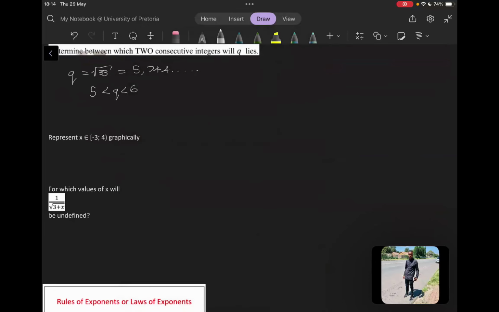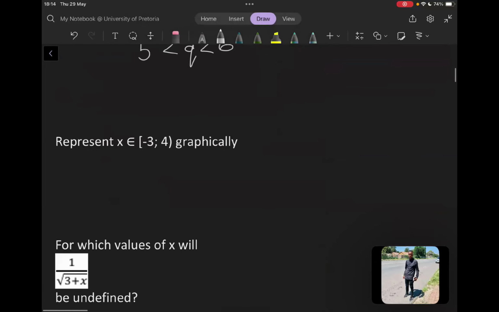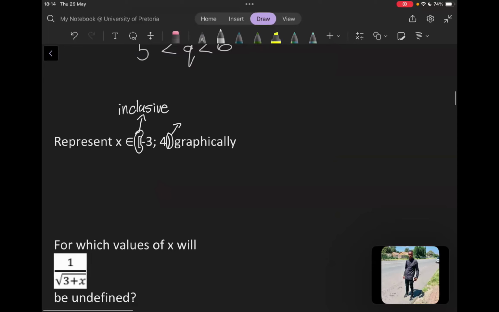For this question here, I need you guys to see that we have a square bracket over here and a round bracket over there. The square bracket means that it is inclusive. Let me just write that down. Just give me a second. This means inclusive. That over there means exclusive.